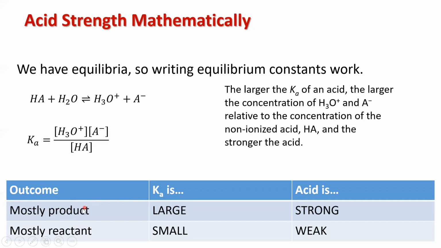If we're looking at mostly product, which means the reaction proceeds to get lots of product and very little reactant at equilibrium, Ka is large and the acid is said to be a strong acid. But if only a very small percentage of the acid actually goes through this acid ionization, we're going to have mostly reactant at equilibrium. Ka would be small, and we're looking at a weak acid.